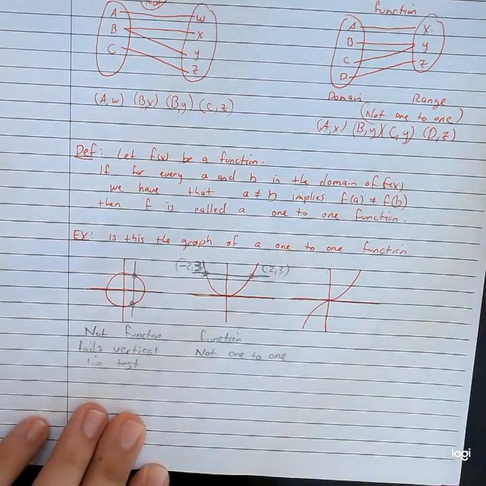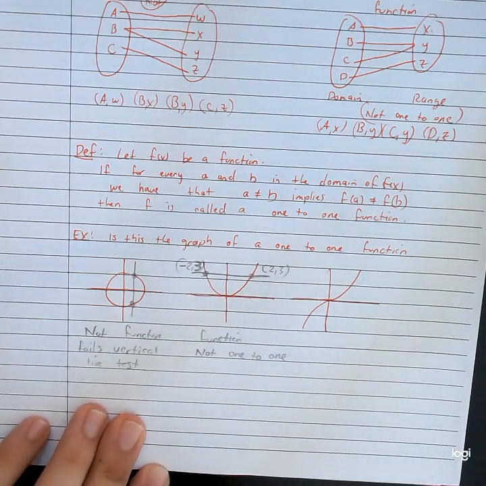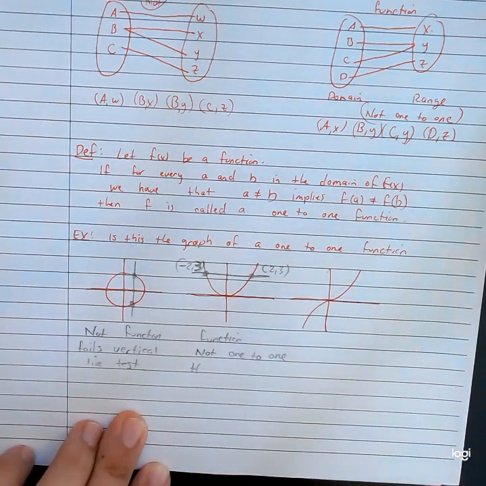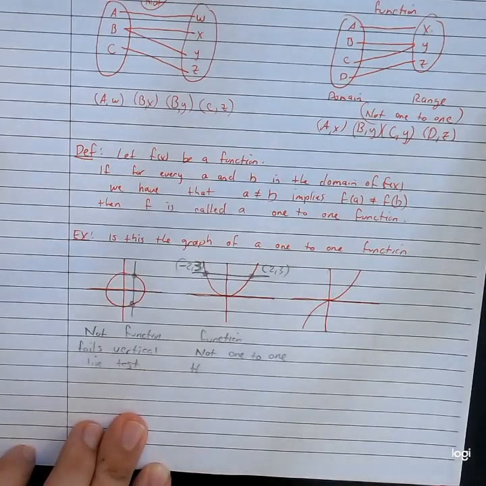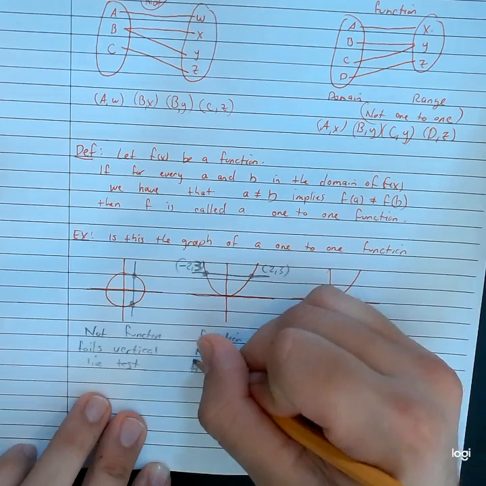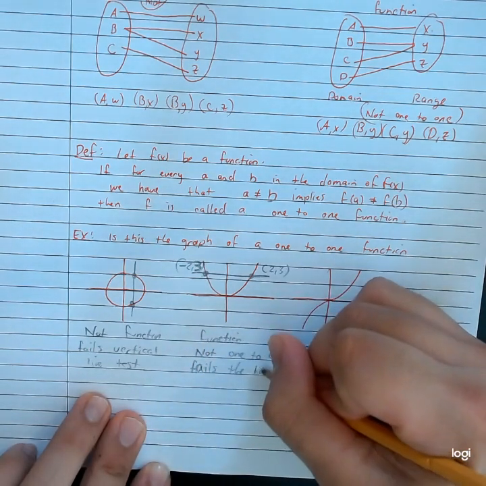And it is not one-to-one because I have a horizontal line that crosses through the graph more than once. This is called the horizontal line test. It's just like the vertical line test, but instead of testing whether or not it's a function, it tests whether or not the function that you have is one-to-one. So this is not one-to-one because it fails the horizontal line test.